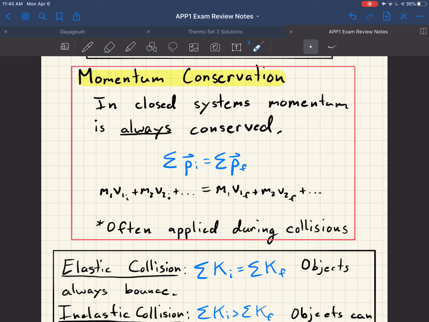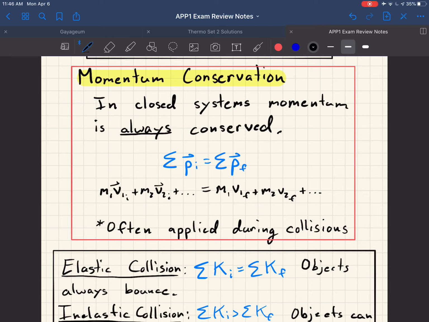Now, one of the reasons this is useful is that momentum is conserved whenever we have a closed system. And this is true even if mechanical energy is not conserved. So in an inelastic collision, for example, there's a loss of mechanical energy, but that doesn't mean that momentum will not be conserved. And what this means is we can usually set up an equation that looks like this for a system, that the total initial momentum of that system will equal the total final momentum of that system. And that equation would look something like this, with one term for each object on the left side and one term for each object on the right side.